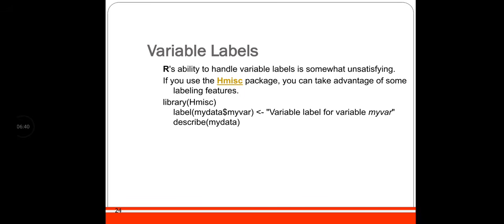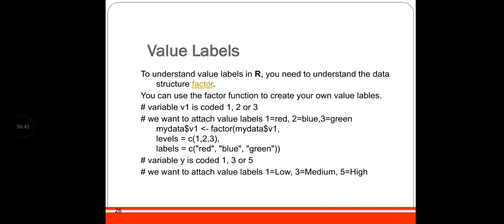Value labels. Value labels assign descriptive names to code values. For example, numeric values such as 1, 2, 3 can represent red, blue, and green. We use the factor function for nominal data and the ordered function for ordinal data, allowing statistical functions to process categorical variables correctly.